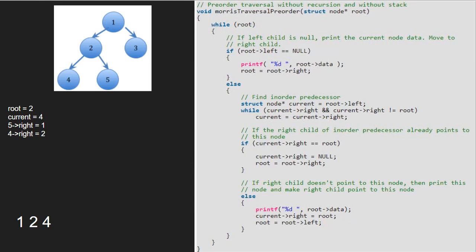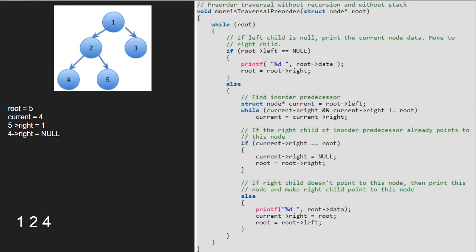Now, we go to the else part and set current to root's left. So, current will point to 4. Since 4's right is not null but 4's right is equal to root, hence we don't enter the inner while loop. Next, we check if current's right is equal to root. As it is true, we set current's right to null. So, 4's right will point to null. Now, we update root to root's right. Hence, root will point to 5.